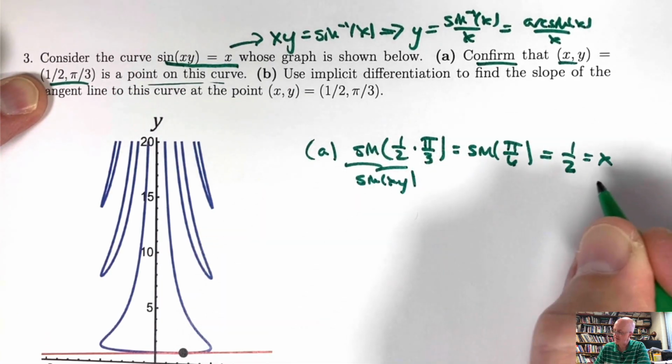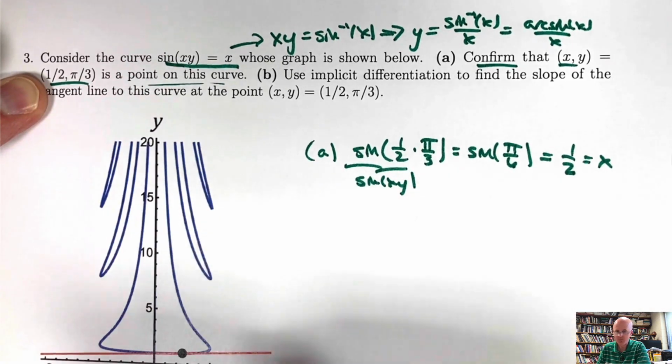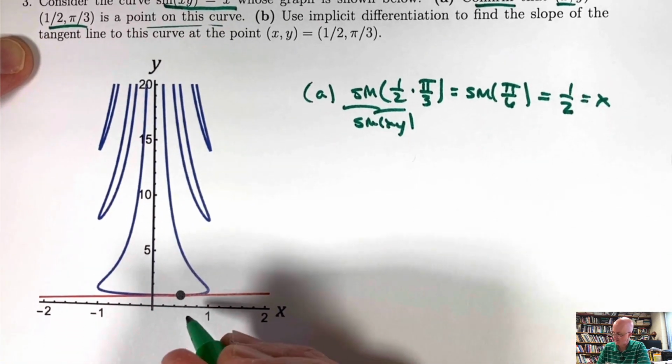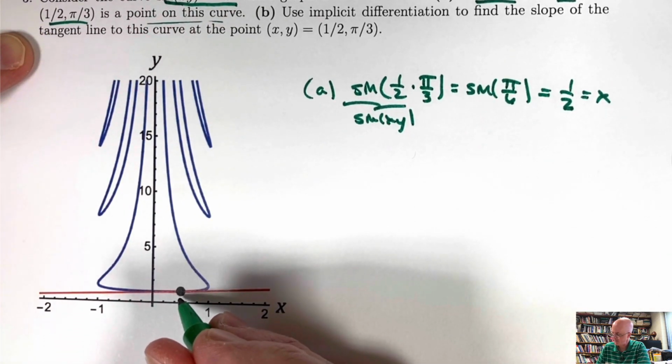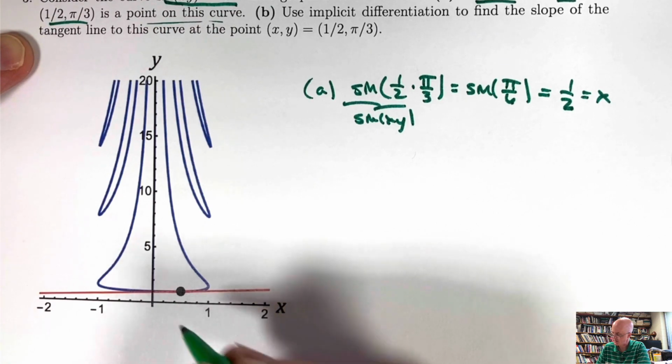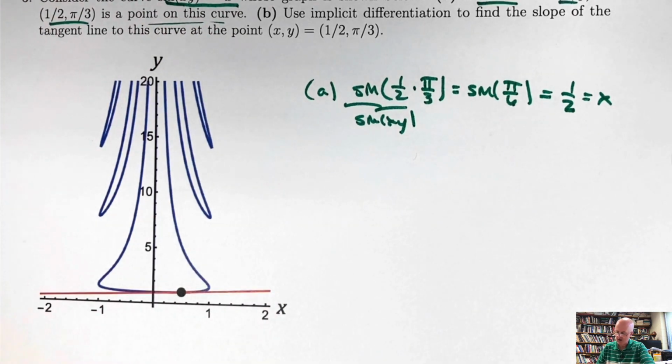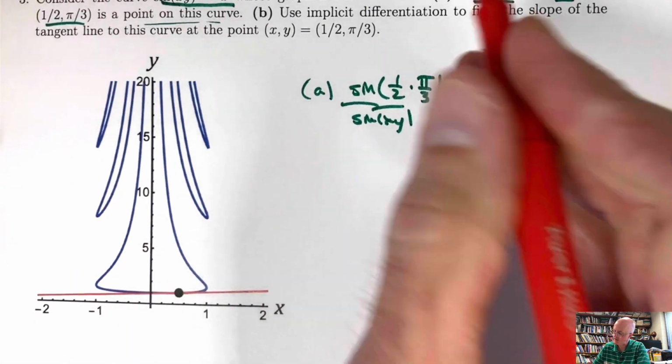Ends up equaling 1/2. That does equal the x coordinate. Yes, this point is on the curve. Pi over 3 is a little bit bigger than 1, and the first coordinate there is 1/2, which looks about right. Now in part B, let's do implicit differentiation after we've confirmed the point is on the curve.